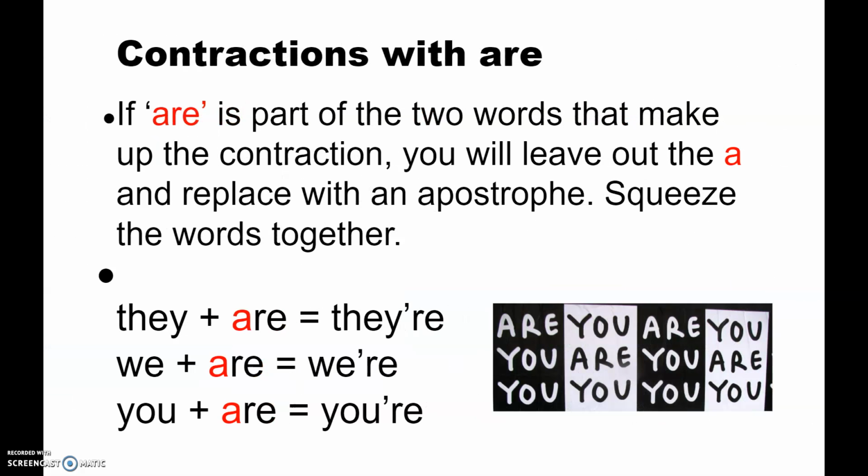Contractions with are. If are is part of the two words that make up the contraction, you'll leave out the A and replace it with an apostrophe. So the apostrophe is a symbol for a letter that is missing and also where the words are joined. But it really symbolizes there is a missing letter here. There're, where're, you're.